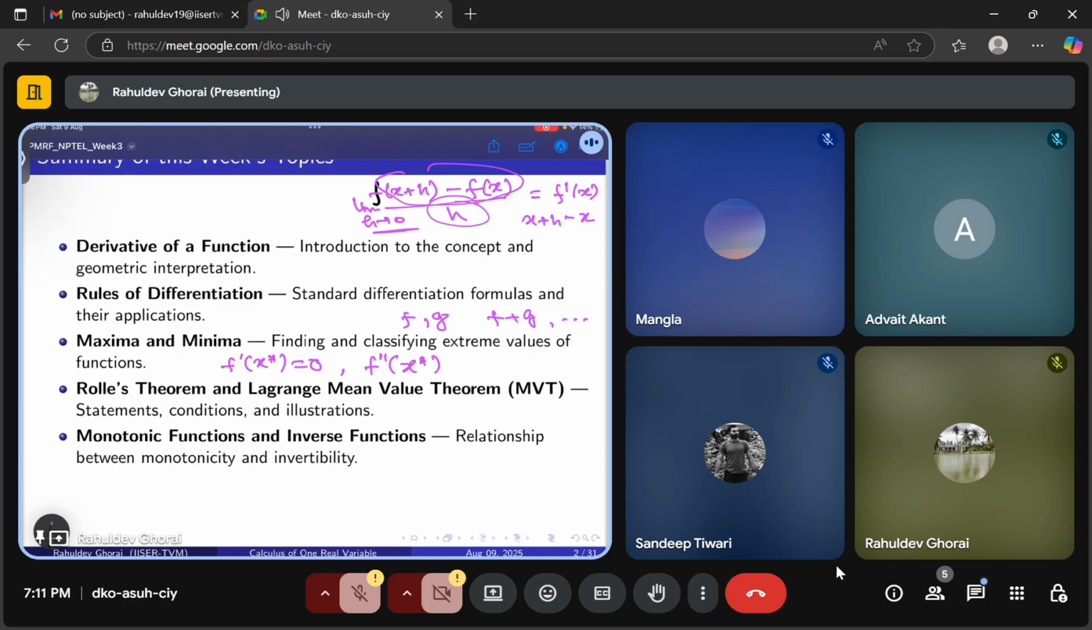And then you have Rolle's theorem, f'(c), and the Lagrange mean value theorem, that is (f(b) minus f(a)) over (b minus a). When f(b) is equal to f(a), then f'(c) has to be 0. And you have monotonic functions and the inverse of the function, f inverse, denoted by, right? So all these things are clear to you. I'm just giving a brief idea, briefly recalling many things.